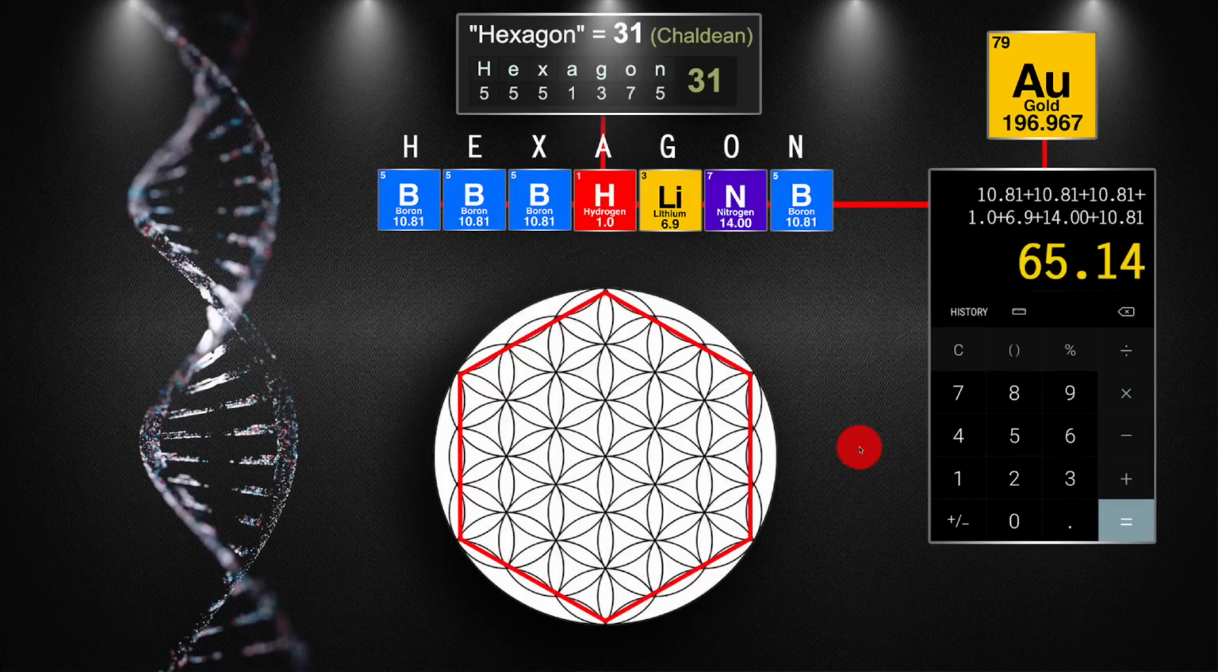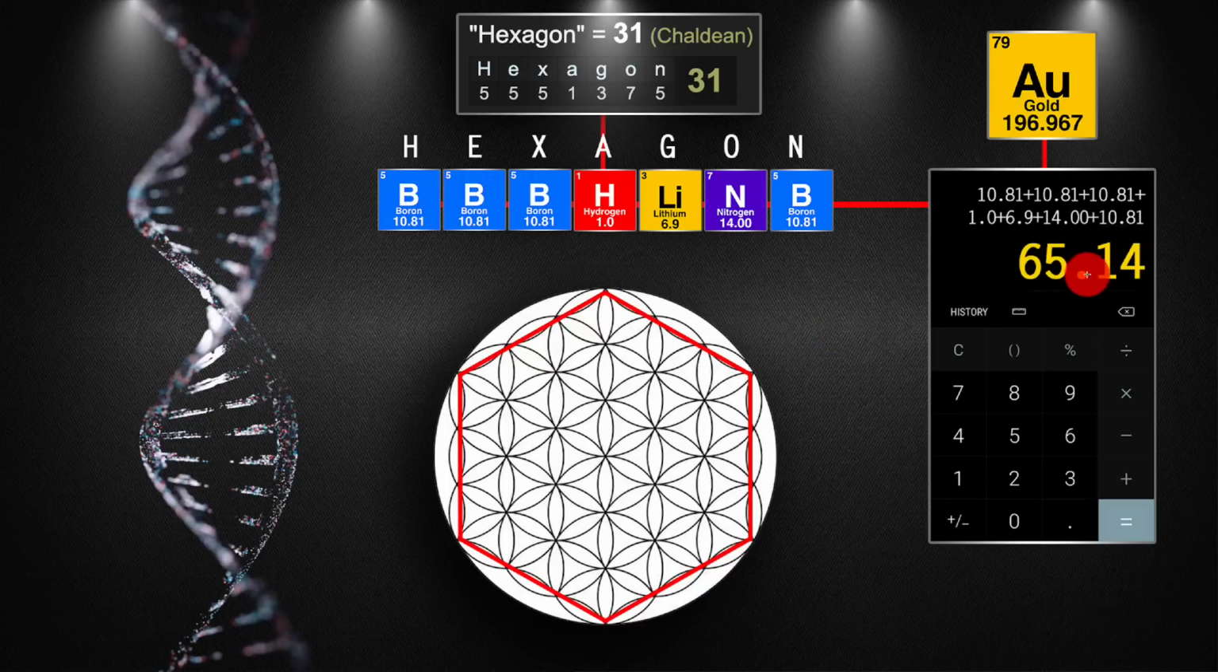But let's start off with some really hard evidence here on what it means to be hex. The hexagon, tied to sacred geometry. If we do the alchemology of the word hexagon, which is, if you're new, you're taking numerology and then the output of the numbers, you're matching it with the elements on the periodic table. So we have boron 4 times, hydrogen, lithium, nitrogen. Then we go to the trusty calculator, we add up the atomic masses, and we get the number 65.14.